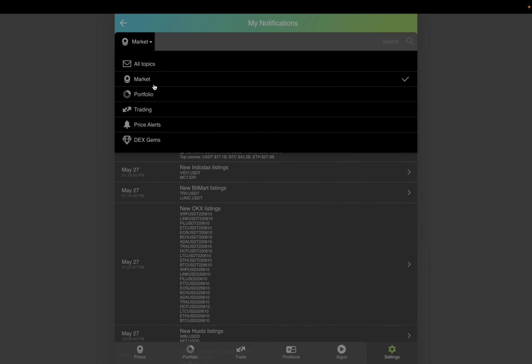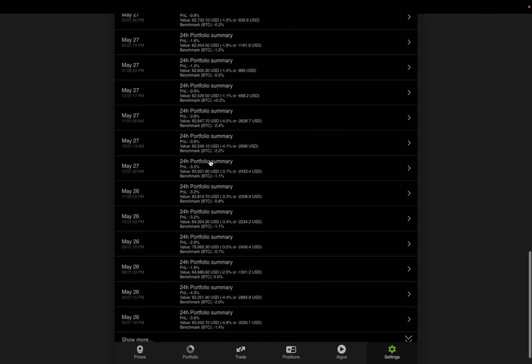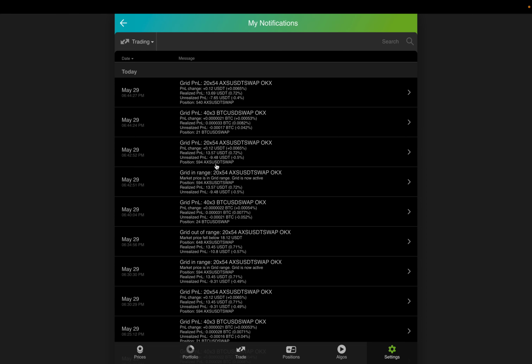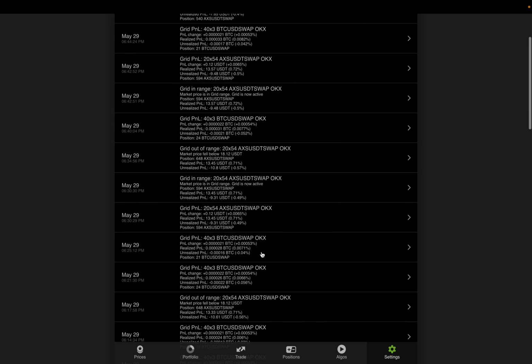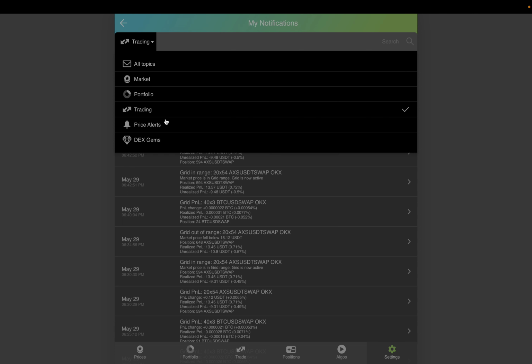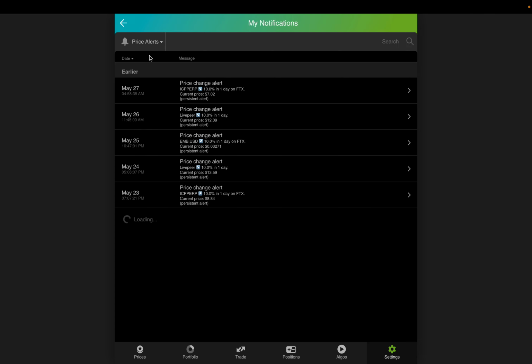Then there is the portfolio. These are portfolio summaries, deposits, and other transactions. Then there are the trading alerts. These are all the things that relate to trading. Mostly there are order execution push notifications, and so on, and all the algo notifications are also here. Then you get your price alerts. Those are the custom price alerts that you set and they've been triggered recently, right?